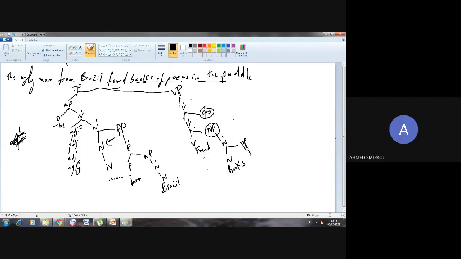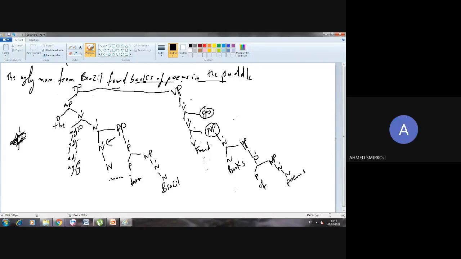Okay. So from the preposition phrase, we have P bar. And from P bar we have P, which is of, and the NP. In the NP we have N bar, N, and poems.